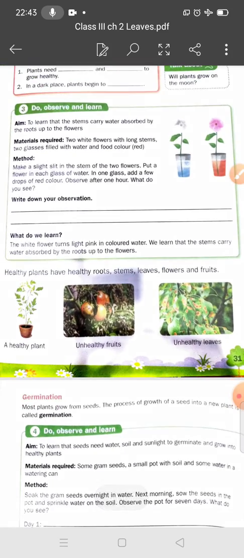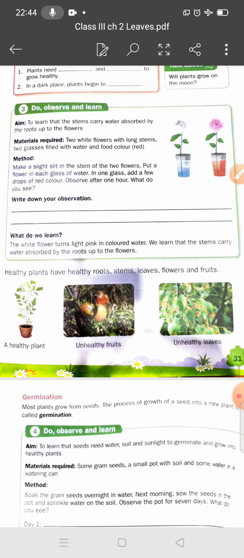Take 2 white flowers with long stems and 2 glasses with water and red food color. Make a slight slit in the stem of the 2 flowers and put a flower in each glass of water. In one glass add a few drops of red color and observe after 1 hour. What do you observe? You will observe that the red color reaches the flower and the flower becomes red.